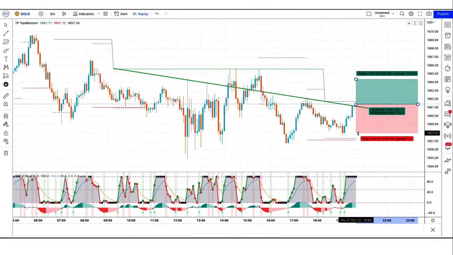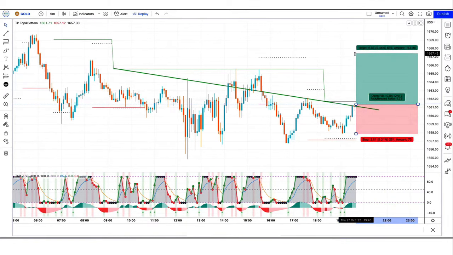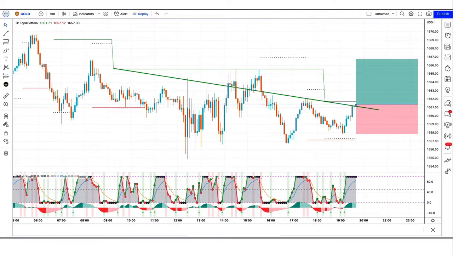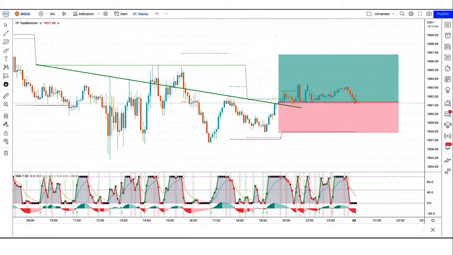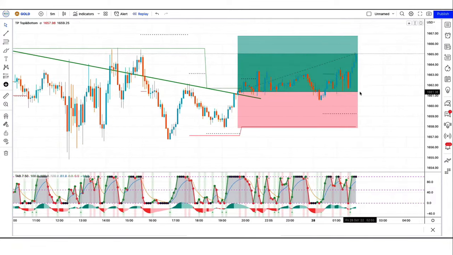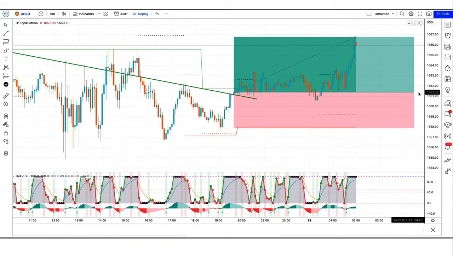Our stop loss will be placed at the current market low. And the risk to reward ratio will be 1:1.5. Let's see what happens to our trade. Our trade is running in profit. We have won the trade.